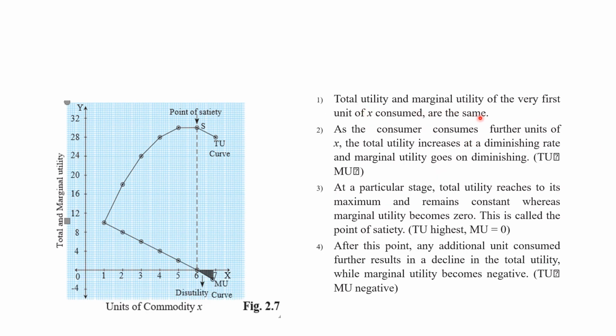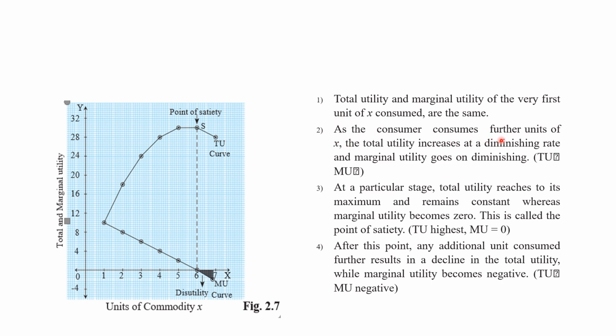Total utility and marginal utility of the very first unit of X consumed are the same. Whenever we consume the first thing, it may be a phone, using the phone for the first time, then after 2 days you will be throwing it on the bed, standing near the wall. On the first day you see it like a newborn baby, and after a week you throw it anywhere. So total utility and marginal utility at the first time are the same.